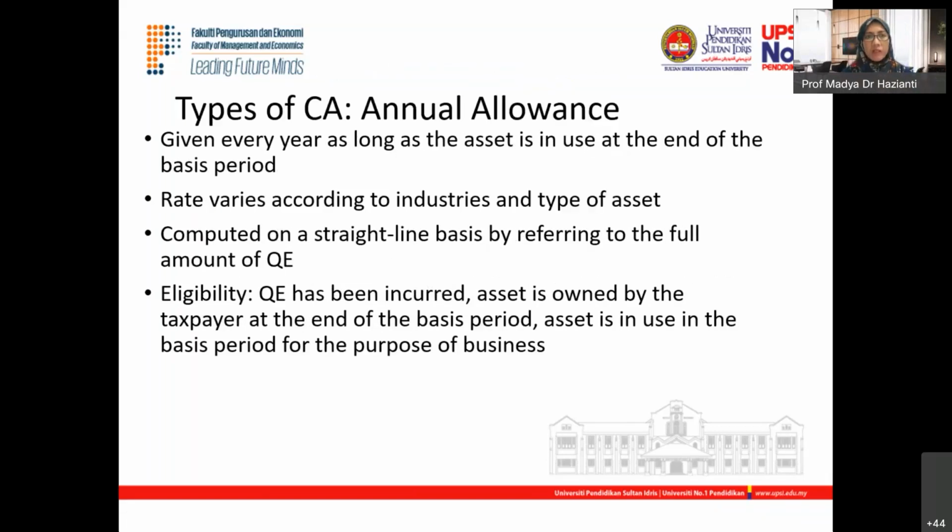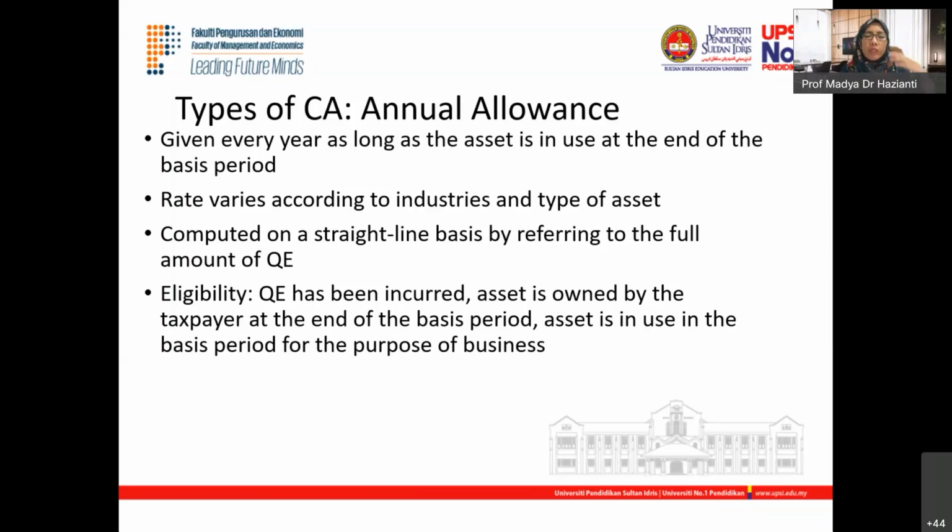Annual allowance is given every year, as long as the asset is in use at the end of the basis period. Okay, and the rate varies according to industries and type of asset, table tadi lah. And it is computed on a straight line basis. Okay, so eligibility sama macam tadi, 4 criteria plus asset must be owned by the end of the basis period.